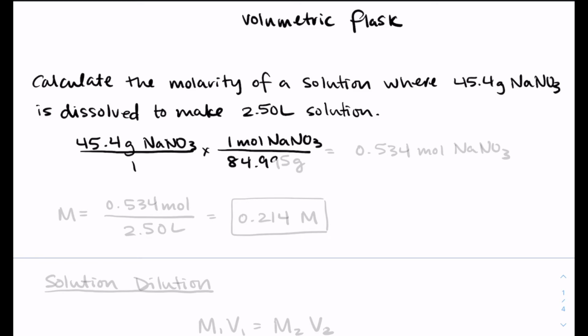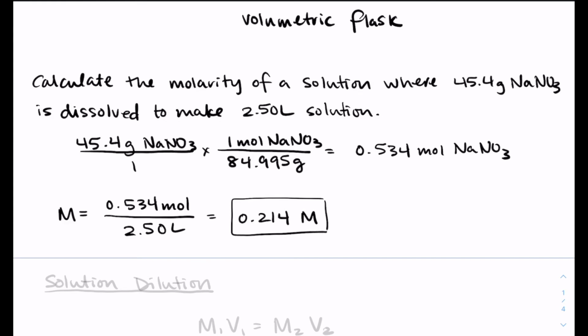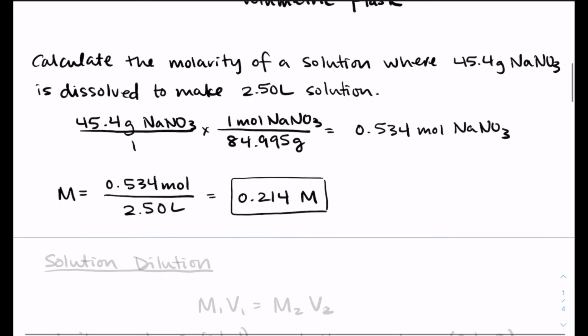You should double check this, partly to make sure that I'm right and to make sure that you know how to get the molar mass of this. And it should be 84.995 grams per mole, which means that 45.4 grams would be 0.534 moles of sodium nitrate. So the molarity of this solution is 0.534 moles divided by 2.50 liters, and the molarity is 0.214 molar.